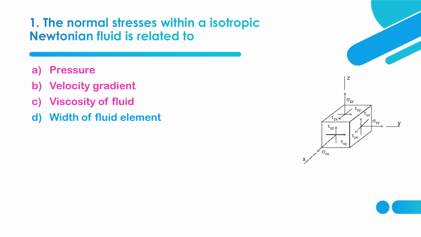So the answers are options A, B, C. Three parameters are correct regarding the Newtonian fluid with respect to normal stresses. Normal stresses within an isotropic Newtonian fluid are related to pressure, velocity gradient, and viscosity of fluid. Now let's see more about Newtonian fluids.